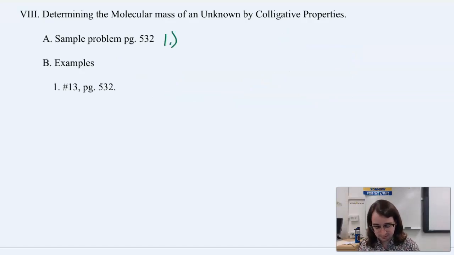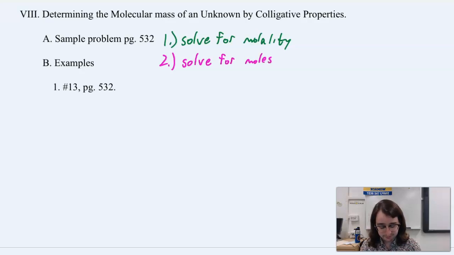Step 1, solve for molality. Step 2, we're going to solve for moles. And then step 3, find molar mass. That's all we're going to need to do. It's a 3-step process. Let me show you how it works.